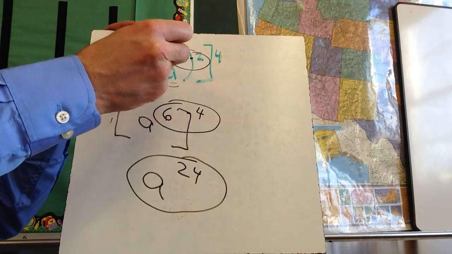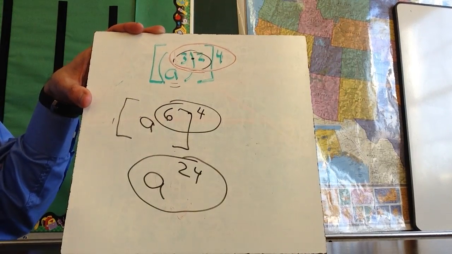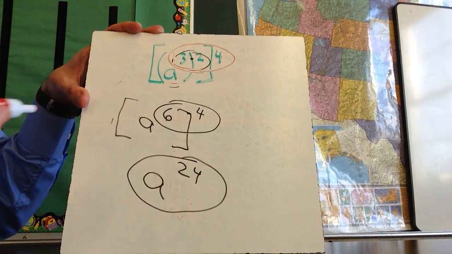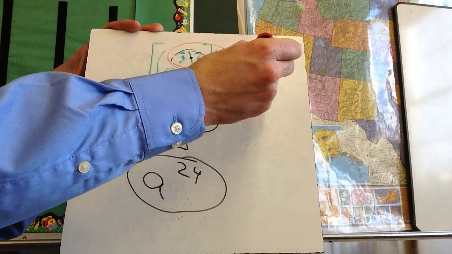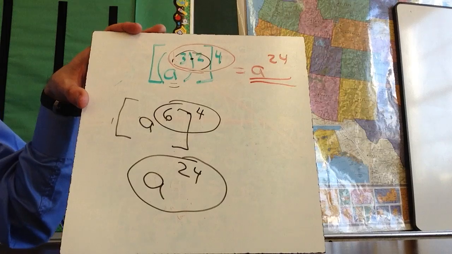Now you may see a shortcut, right? Your shortcut would be to take all of those and multiply them together. 3 times 2 is 6 times 4. This is a to the 24th. Gets you to the same place.